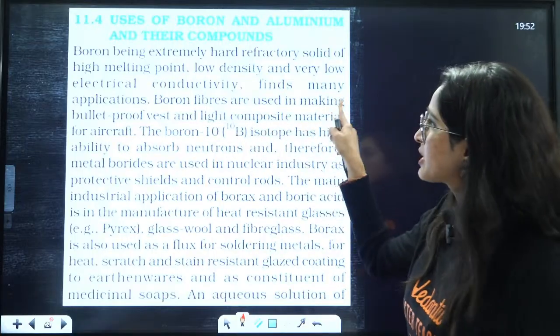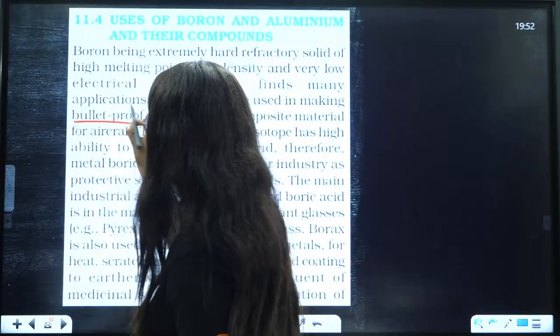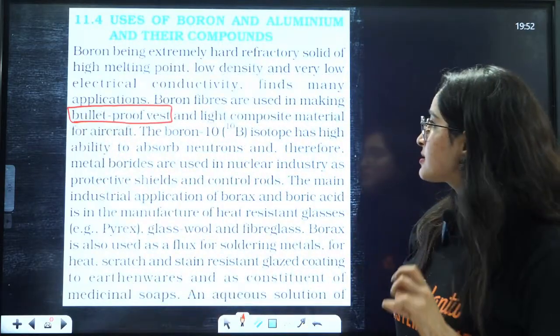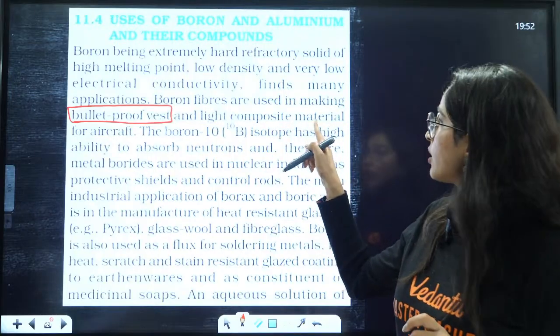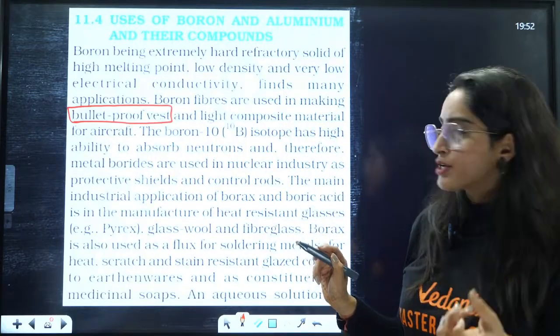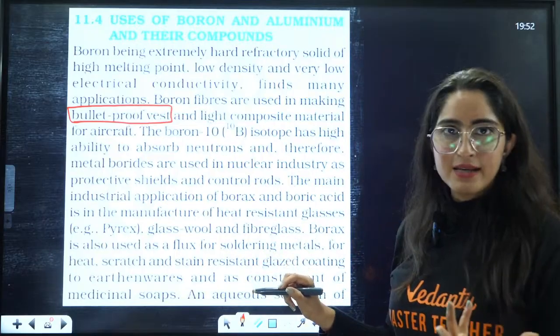Boron fibers are used in making bulletproof vests. Now this is an important point, that boron is used in bulletproof vests and light composite material for aircraft, right? For aircraft it is used as a light material because it has very little mass.